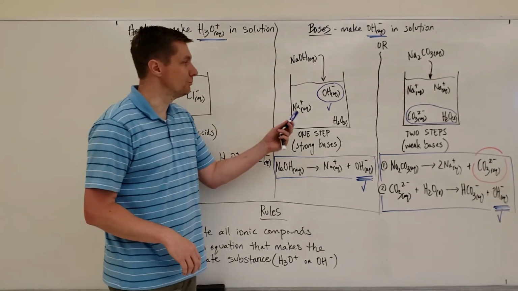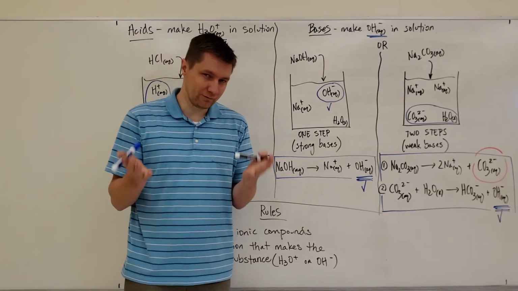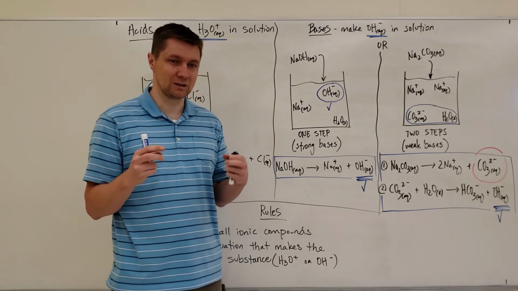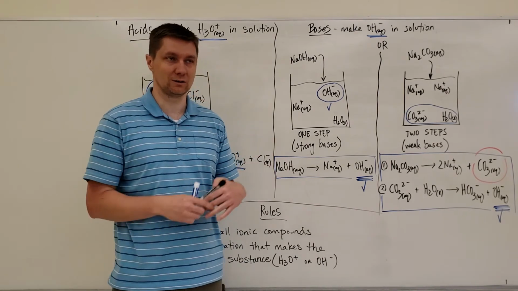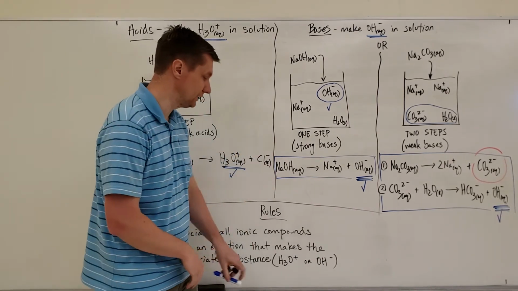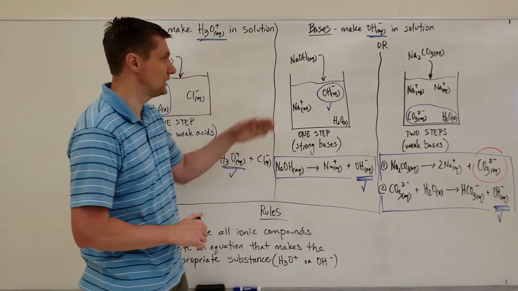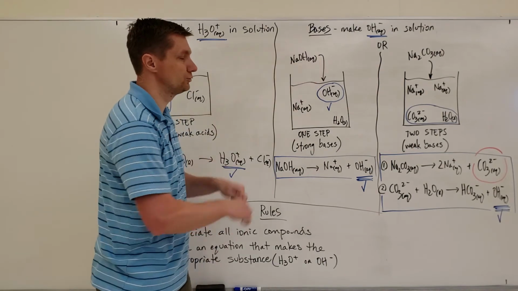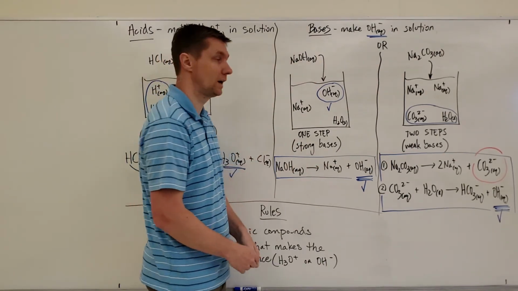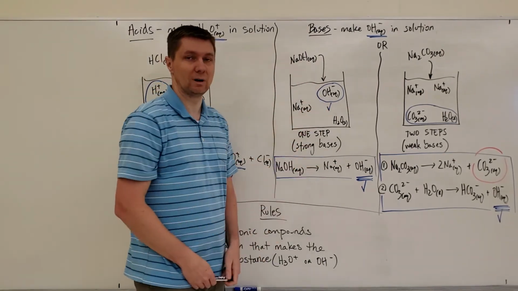If you come over here to bases, there's two different things you got to do. Bases can either be strong or weak bases, and the strong bases are really simple and really easy. All you got to do is write a dissociation equation for that. So you can see I take NaOH and I put it into solution. It's going to dissociate into its ions, Na+ and OH-.